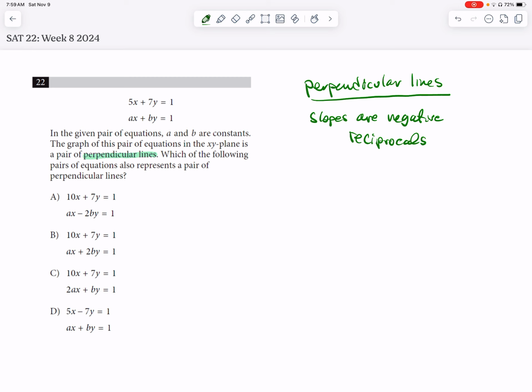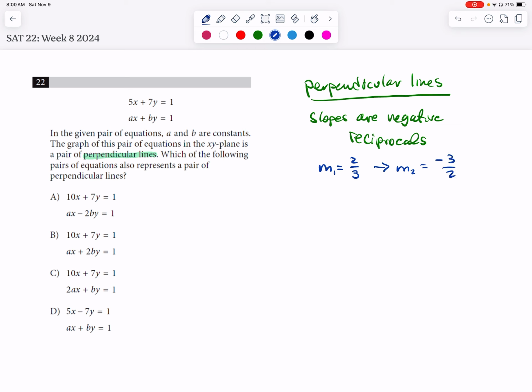And here's what that means. Let's say, for example, the slope of one of my lines, I'll call it slope 1, is 2/3. If I wanted to find the slope of any line that is perpendicular to that, what I do is I flip this slope over, and then I change its sign. This one's positive, mine's going to be negative. So the perpendicular slope here is going to be -3/2.